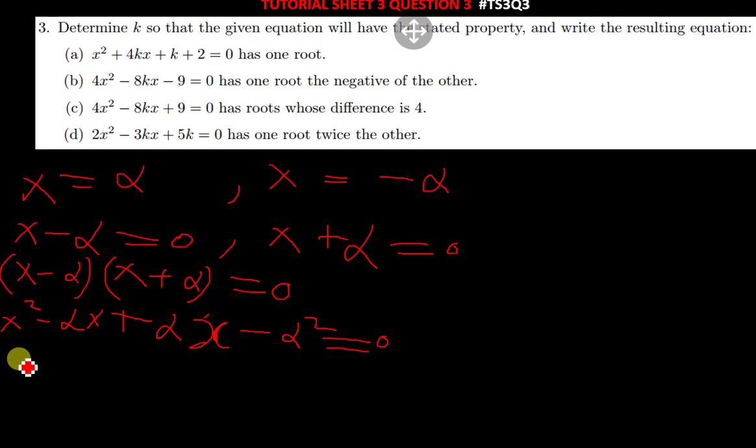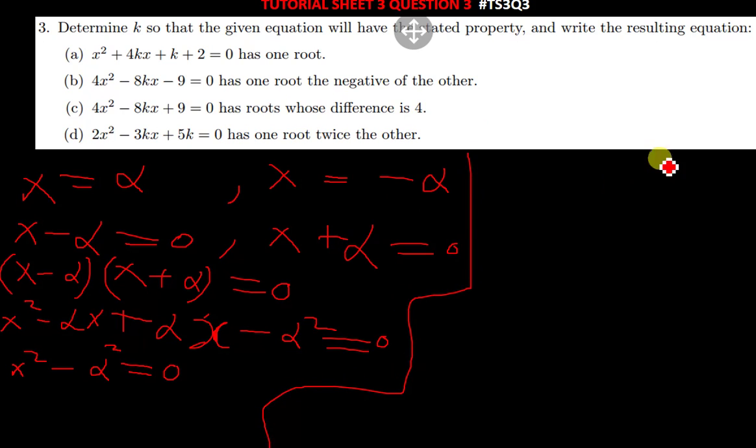So you're going to have x squared minus alpha squared being equal to 0. So basically this is the form of the quadratic equation that you are going to have. Now if you can remember very well, there is something that we did, which is addition and multiplication of two roots.